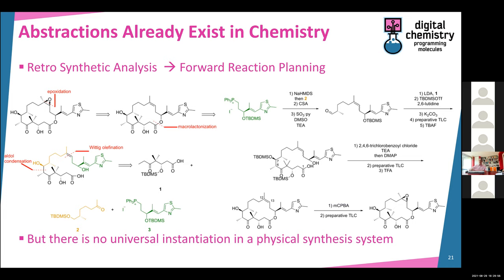But the problem is you have to do it manually. There's no robotic way. There's no universal way to take a target molecule and come up with a route to make it in the lab using a robot. And this is the problem that we are about to solve.